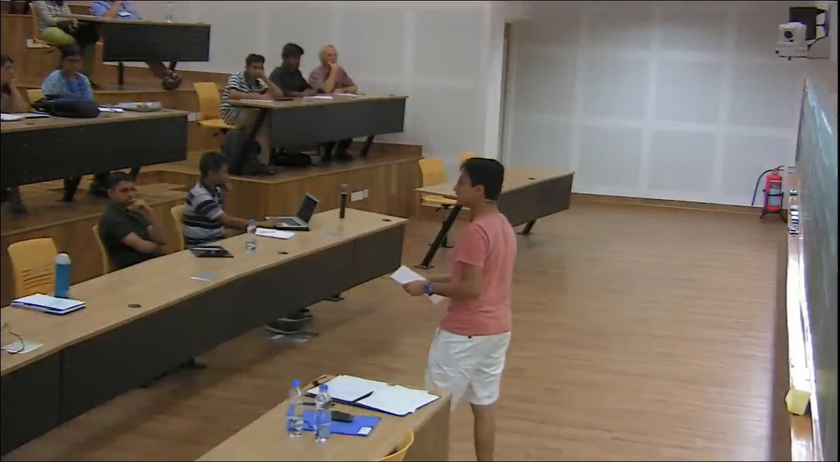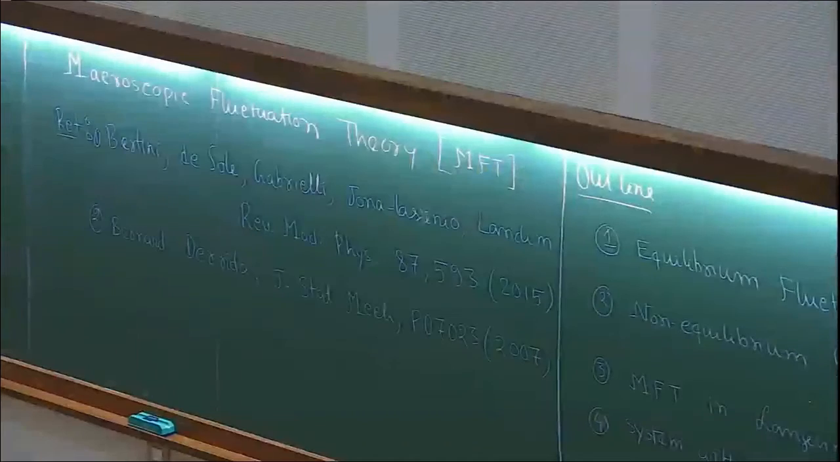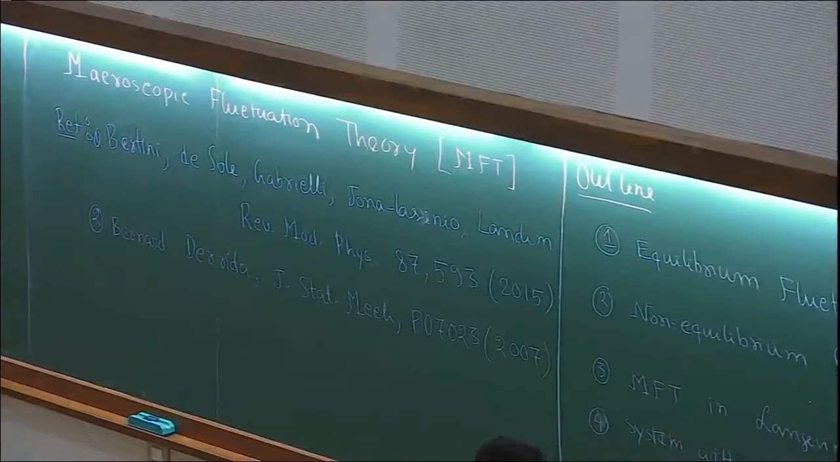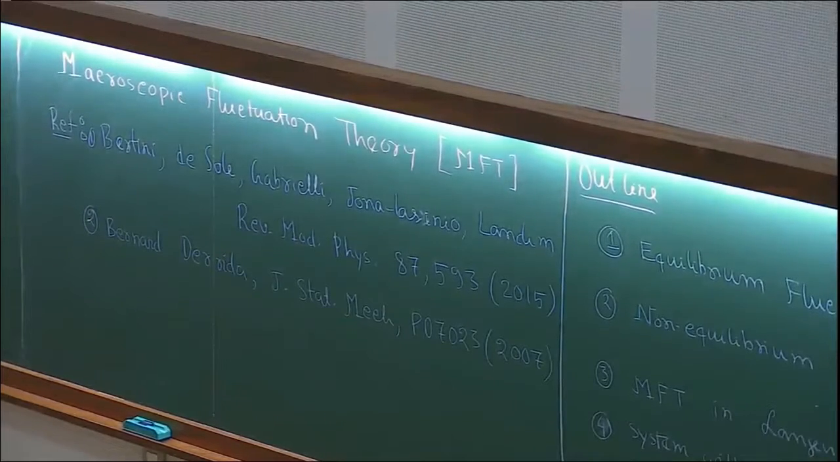Okay, so let me start with the equilibrium fluctuations, which many of us already know. So we all know what is equilibrium. I usually like this definition of equilibrium given in Feynman's book, which says that if a system is very weakly coupled to a heat bath at a given temperature, and if the coupling has been on for a long time, and if all the fast things have happened and all the slow things not, then the system is said to be in equilibrium.